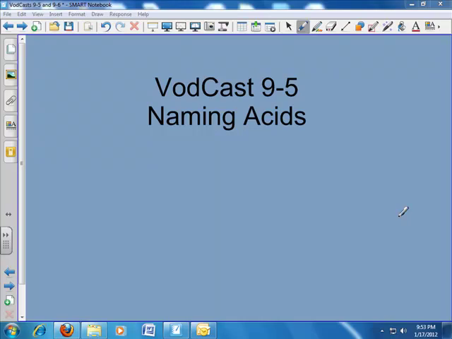Okay, so now that you've named polyatomic ions, hopefully you're getting used to that naming system, we really have two other minor naming systems left. One of the minor naming systems that we have is naming acids. Now, acids are a particular group of elements that have their own physical and chemical properties, and they just kind of have their own little naming system. So that's what we're going to talk about now.